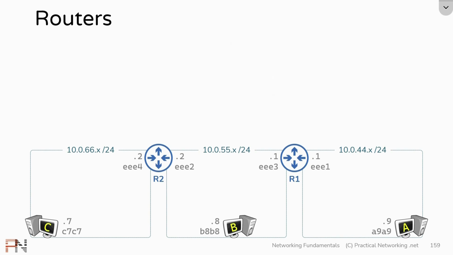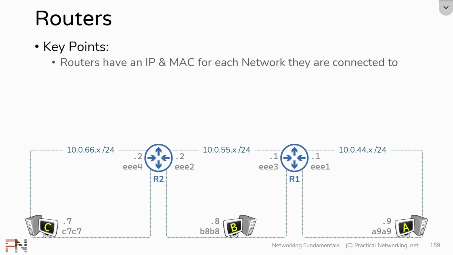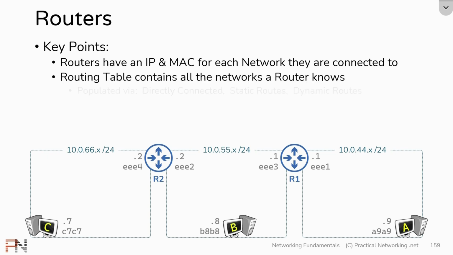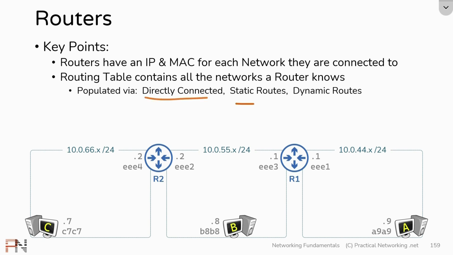The main takeaways for this lesson is understanding that routers need an IP address and a MAC address for each network that they are connected to, and that routers maintain routing tables, which are a map of every network that the router knows about, and those routing tables are populated via 3 different methods.